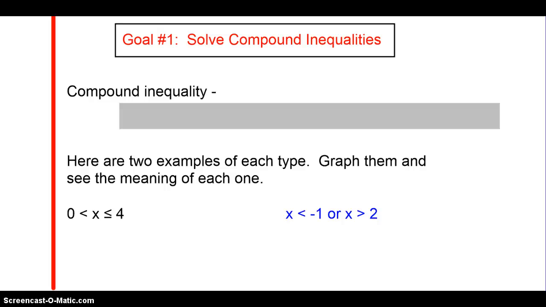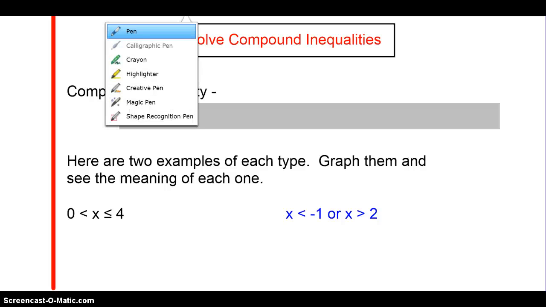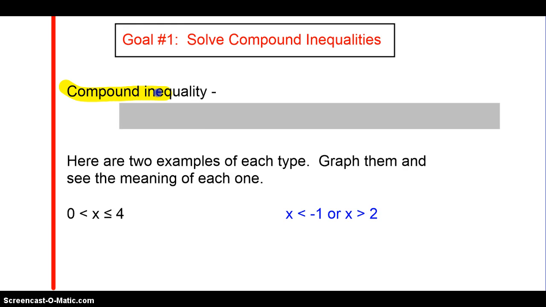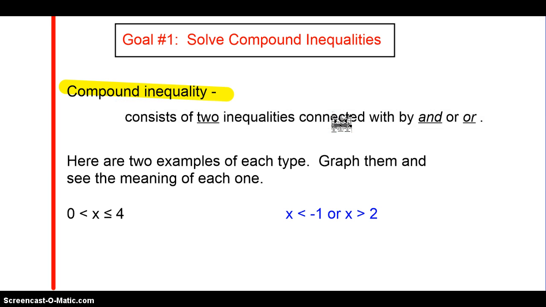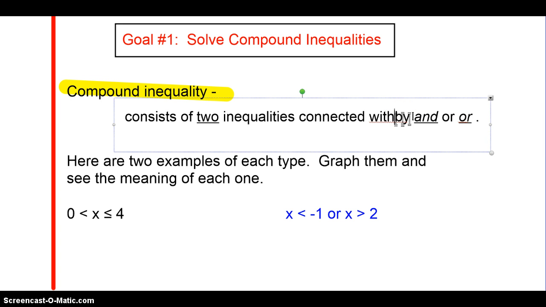So goal number 1. Would you please write down the word compound inequality? So here it is. Compound inequality. What does that mean? Well, think about the word compound. When you have a compound word, that means there's more than one. So a compound inequality consists of two inequalities connected by the words and or or.